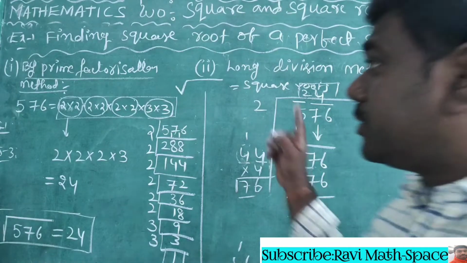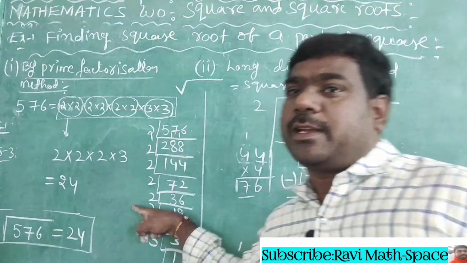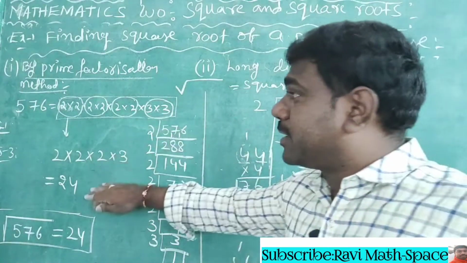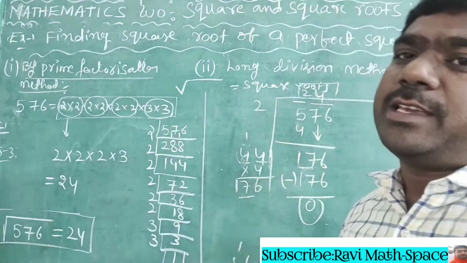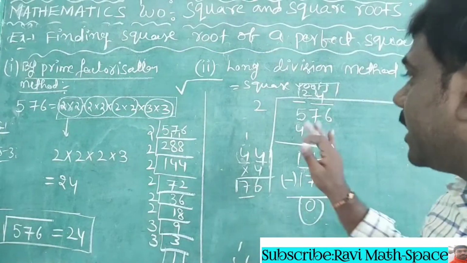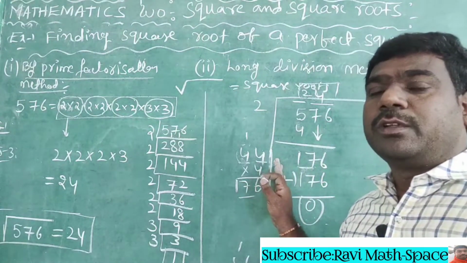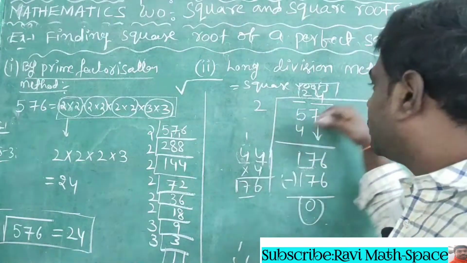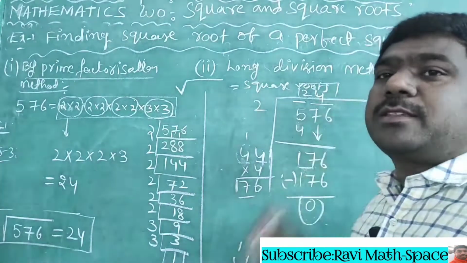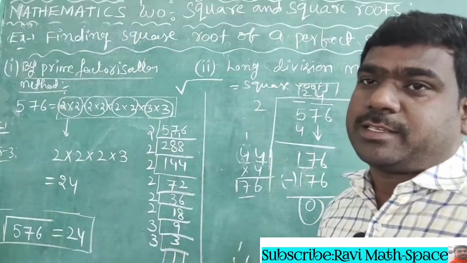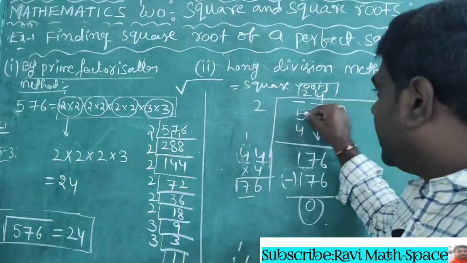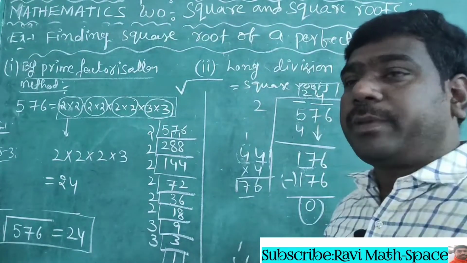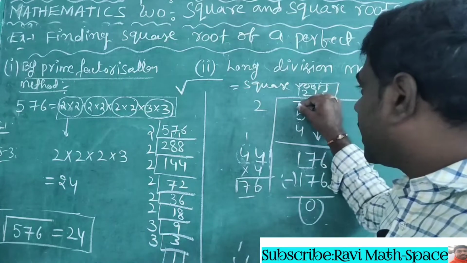Understand here? This is using the long division method, compared to the prime factorization method. Compared to prime factorization, the long division method is very easy. So once again, listen here. First step, what should we do? First make the given number into pairs of digits. So 3 digits I can make as 2 pairs, first pair and second pair.